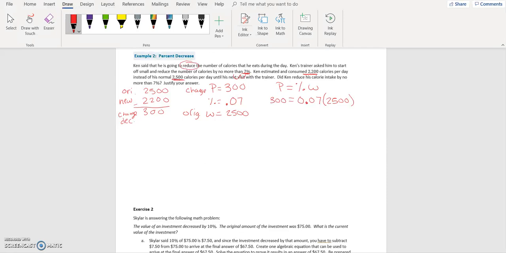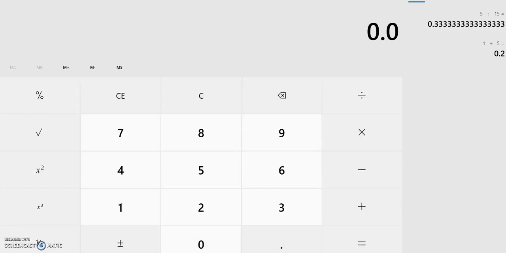Okay. Rather than showing it with the point, we definitely don't want to use the x because it looks like a variable, but if we use the dot, it might look like a decimal. So parentheses is kind of the best thing here. So 300 is equal to 0.07 times 2500 equals 175.